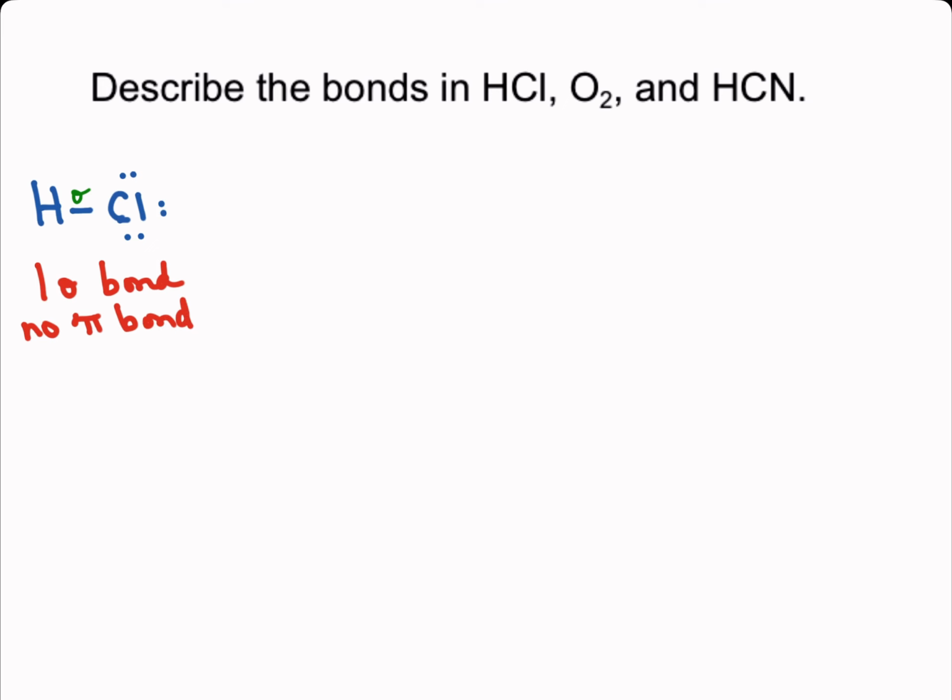Let's take a look at O2. This is the Lewis structure for O2. There is a double bond between the atoms. So single bonds are sigma, and the rest have to be pi. So O2 has 1 sigma bond and 1 pi bond.